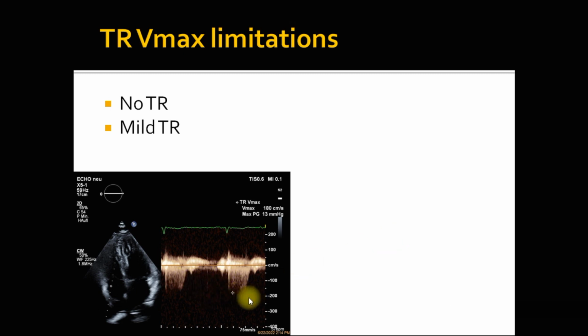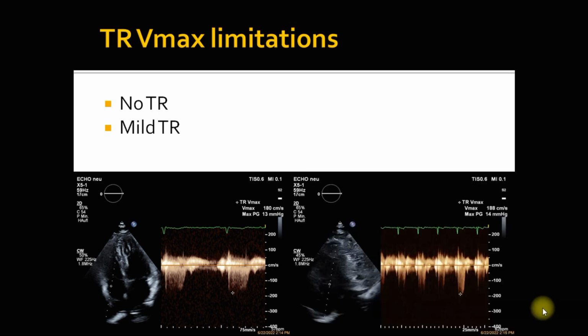We don't have a dense signal. We don't know whether the peak is here or a little bit lower. We don't know how to measure this. We have two options. As a theoretical option, we can inject the patient with agitated saline, and the agitated saline will make the tricuspid regurgitation signal more prominent, but we rarely do this in clinical practice.